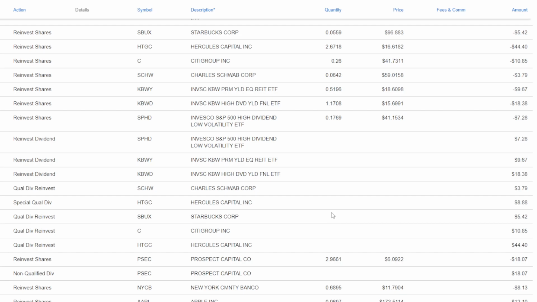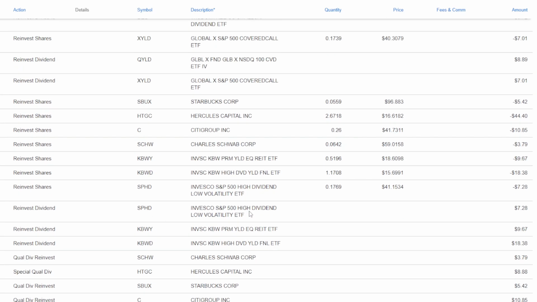We had a ton of dividends coming on the 25th, by the way, a ton. Reinvested here on the 28th, actually. First one being SPHD, $7.28 reinvested for 0.17 shares there, pays monthly as well. KBWD also pays monthly, $18.38 reinvested for 1.17 shares. That one pays monthly, which means I'm earning 12 shares a year on that one alone. Not too bad.